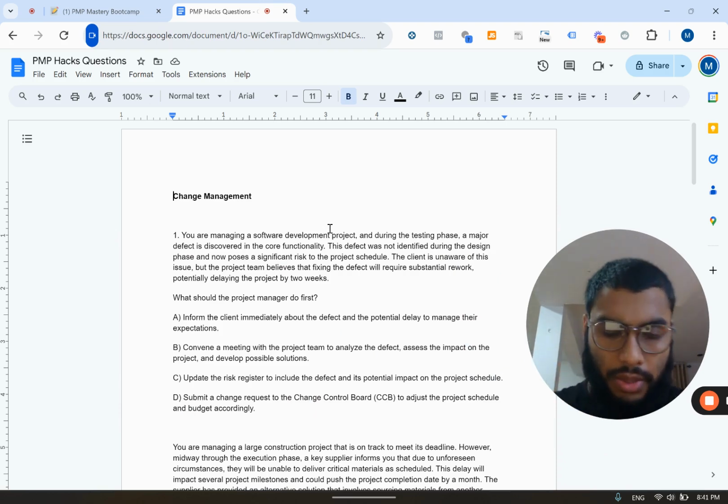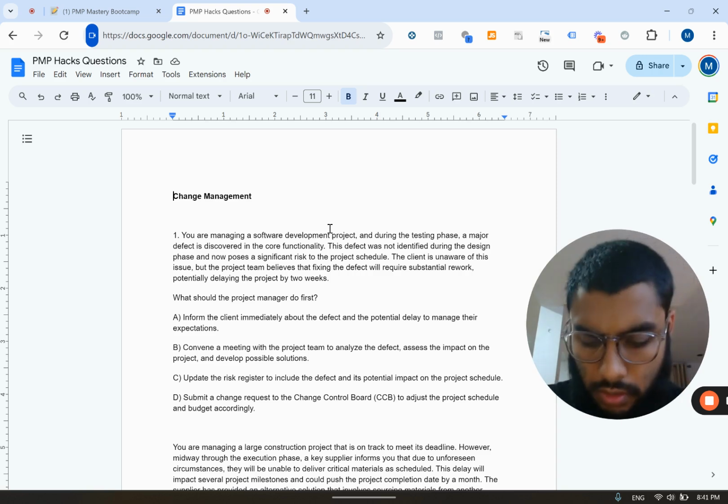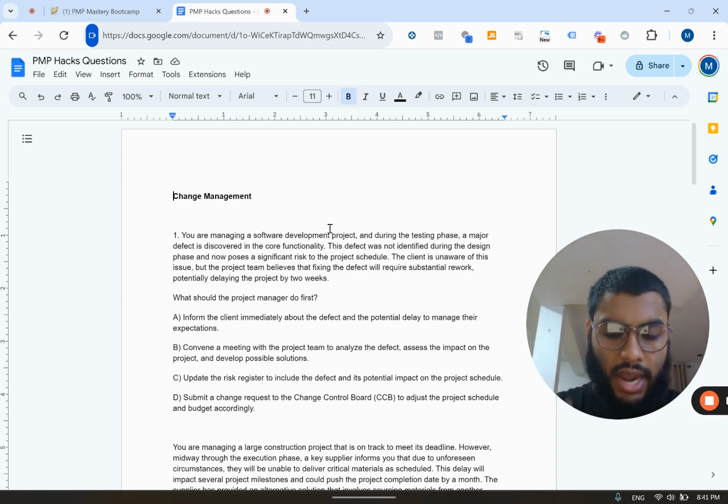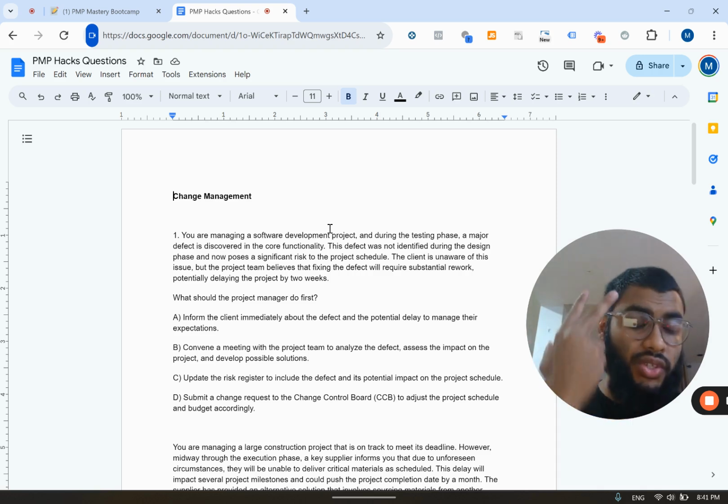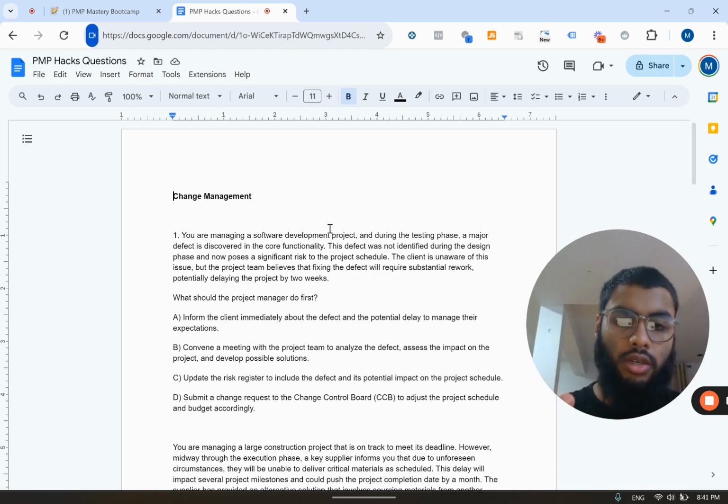So the first topic that we want to focus on is change management. Now, this is a shortcut. Anytime, and note this down in your notebooks, on your laptops, on your phone, whatever it may be, anytime there's a change that can potentially affect the scope, the budget, or the schedule, you need to request a change. In other words, you need to put in a change request. You need to perform the integrated change control process. Okay, let's look at that. That's a short hack for you.